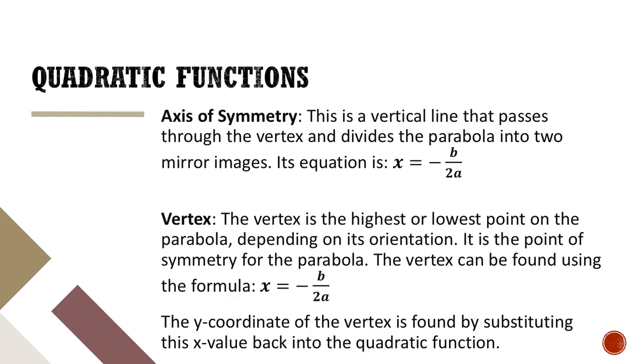So some characteristics of these: it has an axis of symmetry. This is a vertical line that passes through the vertex, which we'll talk about, and divides the parabola into two mirror images. And the equation for that axis of symmetry is right here. So this is important to know and have. That axis of symmetry is this equation.